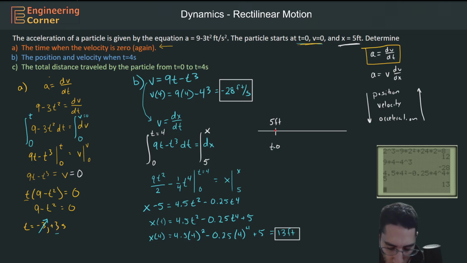And then where do we need to go? We need to go to 4 seconds. And we need to keep in mind that we have to figure out our position at 3 seconds, where the velocity is 0. So let's do that. So my position at 3 seconds, x of 3, is 4.5 times 3 squared minus 0.25 times 3 to the 4th plus 5.